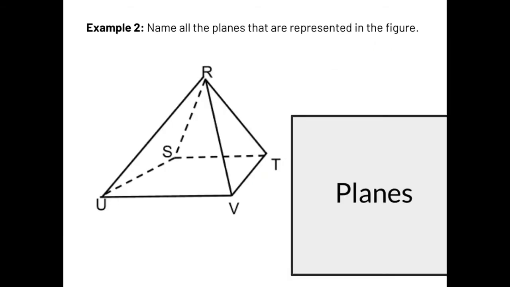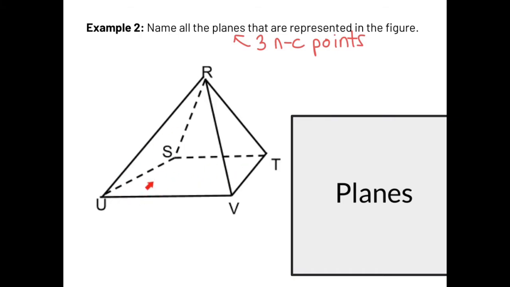Example 2 asks for naming of all the planes that are represented in the figure. So it's important then from the postulate to know that we need 3 non-collinear points to create a plane. So when we have this pyramid here, if I make U, V, and T, there are 3 points. They are non-collinear because UV is a line and then VT goes in this line out here. They create a plane. And they create a plane, remember, they extend in all directions, forever and ever in all directions. So there's this plane here floating on the bottom.